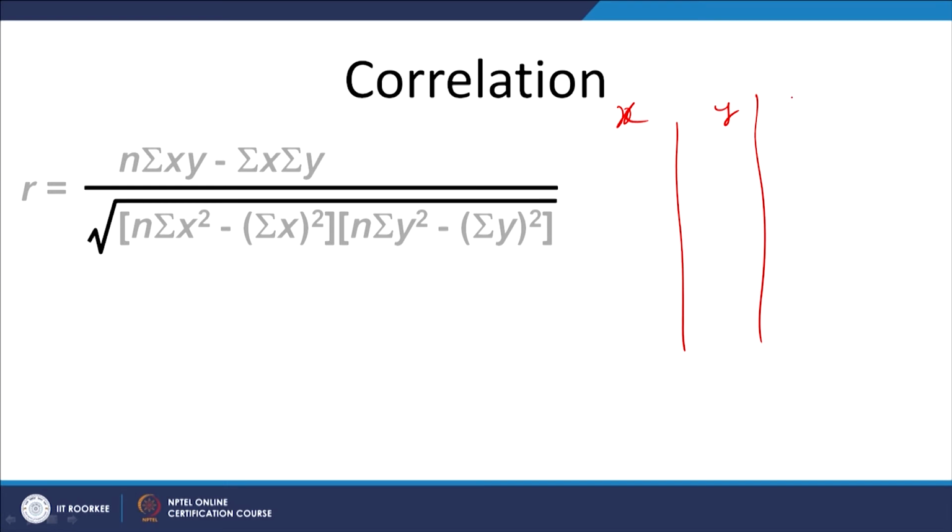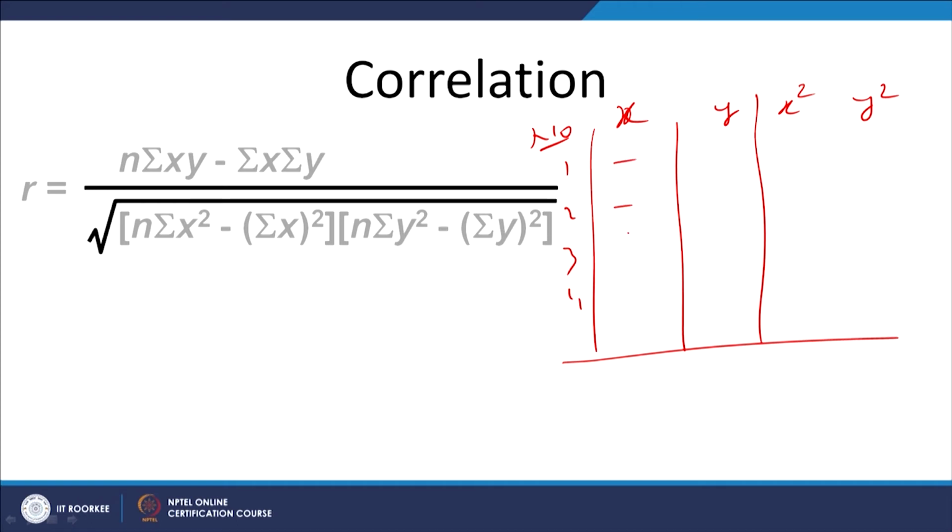Like x, then we have to calculate the x square as well as y square values, and their sum also is to be calculated. And the number of data points, say 1, 2, 3, 4, and here we have the different y values and their corresponding x square values and y square values, their sum of x square and sum of y square, and then these values can be put in to find out the correlation coefficient.